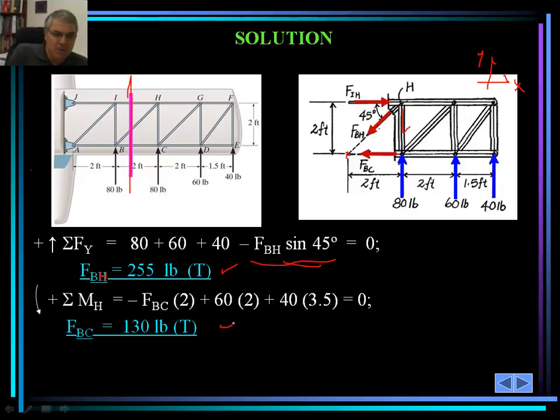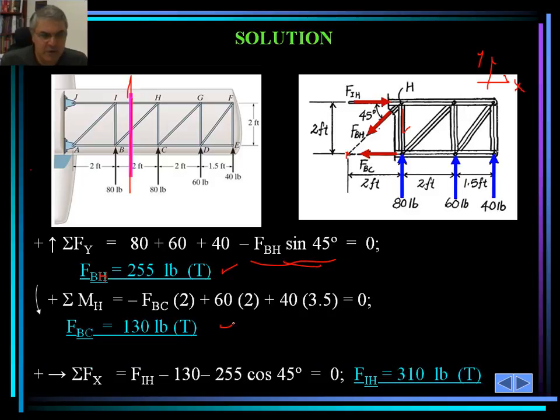As such, we are going to calculate F sub BC as 130 pounds, and then we take the summation of forces in the x direction. We set that to 0, then that means F sub IH minus 130 and minus 255 cosine of 45 degrees. That would be the summation of forces in the x when we set that to 0 for this particular cut.